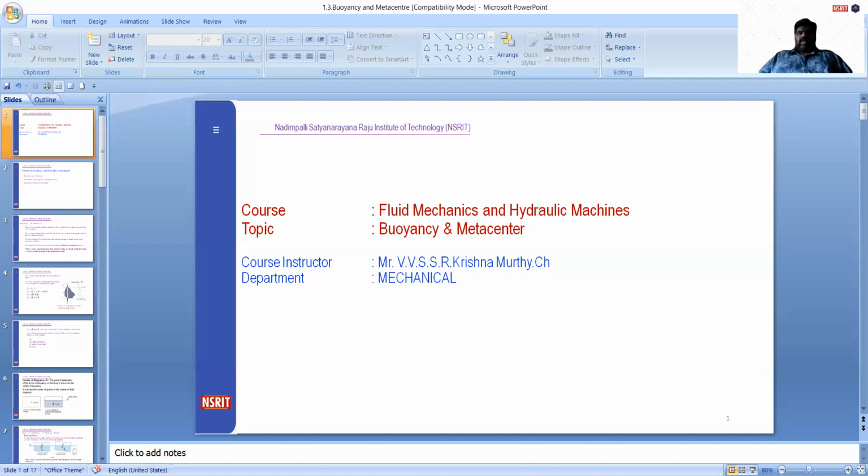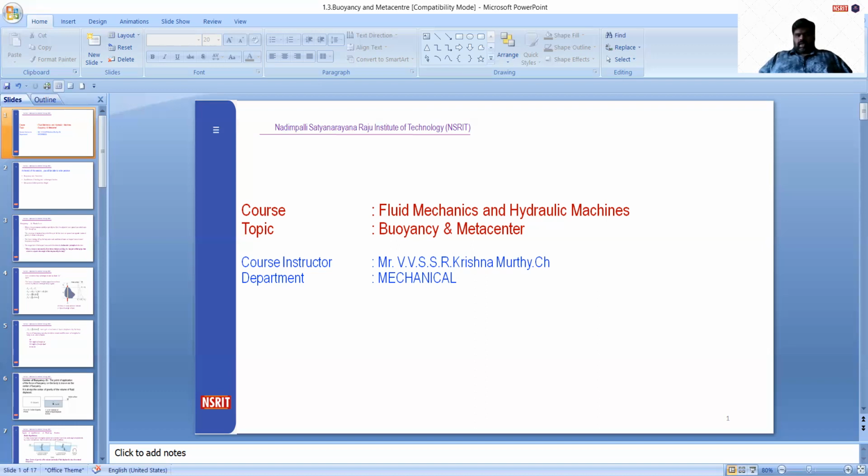GM is equal to BM minus BG, where BM is the distance between the metacenter and the center of buoyancy, and BG is the distance between the center of gravity and the center of buoyancy. It also has three conditions: stable equilibrium, unstable, and neutral equilibrium. If the position of the metacenter is above the center of gravity, then it is stable. If the metacenter is below the center of gravity, then it is unstable. If the metacenter coincides with the center of gravity, then it is neutral equilibrium.